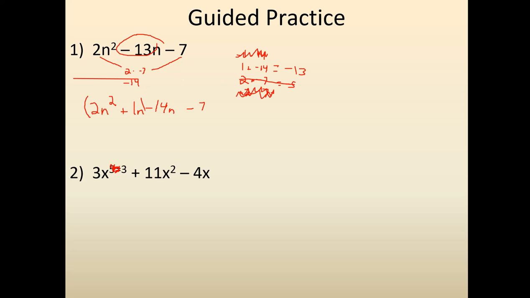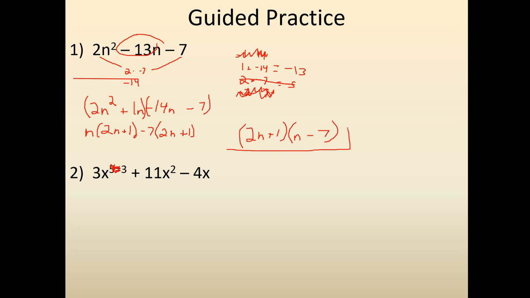Then we group and factor. So there can be an n pulled out of both of those terms, and a negative 7 that can be pulled out of those two terms. And my final factoring will be the 2n plus 1 that they both share. Remember, I only write it one time. And then n minus 7. And this is my answer.